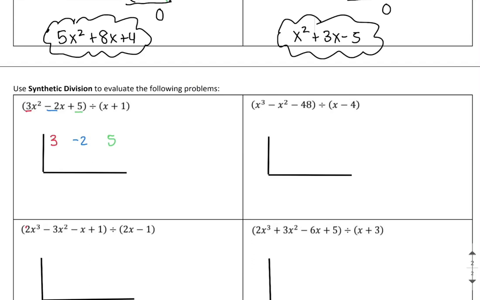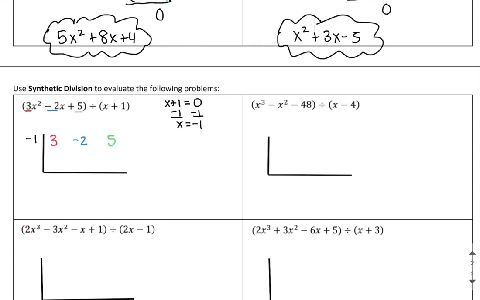And then on the outside, I'm going to put whatever x is to make that factor equal to 0. So I want x plus 1 to be equal to 0. I'm going to solve for x by itself. What does x have to be? It should very obviously be negative 1. x should be negative 1. That is the number that I'm going to put on the outside.